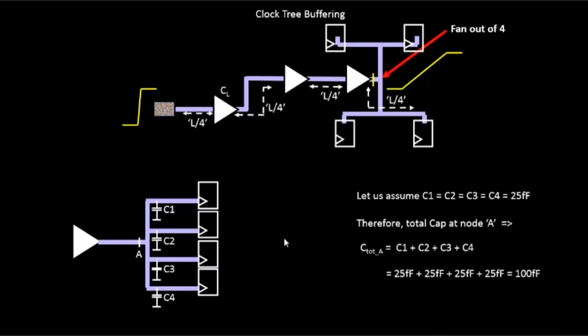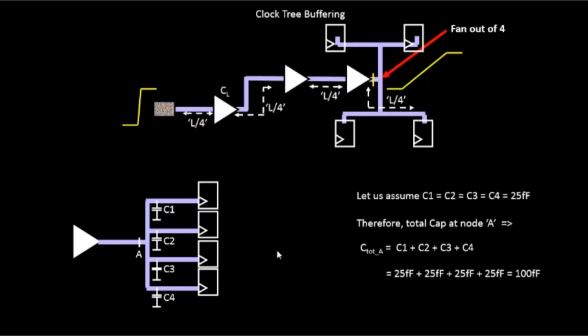100 femtofarads in a real scenario is a huge number. Roughly, if you go by standard specifications present in the VLSI industry, the amount of capacitance that a clock node should be seeing is around 50-60 femtofarads. But in this case, node A is seeing a capacitance of 100 femtofarads, and this number is really huge for a clock node. So we'll try to find a solution so that node A sees a smaller load. Let us try to find some solutions over here.